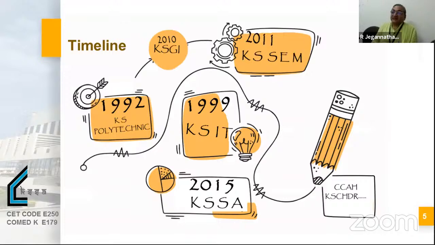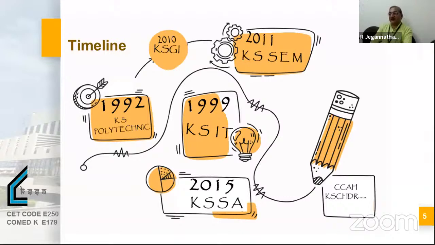The Kamavari Sangham runs 4 institutions. The KSGI has the KSIT, the Institute of Technology, an engineering college started in the year 1999. Then the KS School of Engineering Management was started in the year 2011. And previous to that, the first institution started by the group was in 1992, the KS Polytechnic.